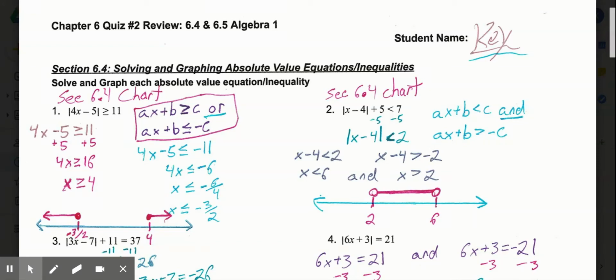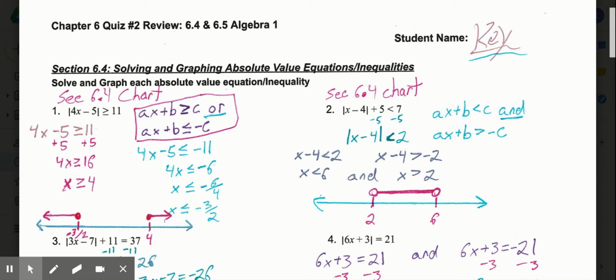Welcome to the Chapter 6 Quiz Number 2 Review Answer Key Explanation on Chapter 6, Sections 4 and 5 for Algebra 1. So, first part we're looking at relates to Section 6.4, the solving and graphing absolute value equations and or inequalities.